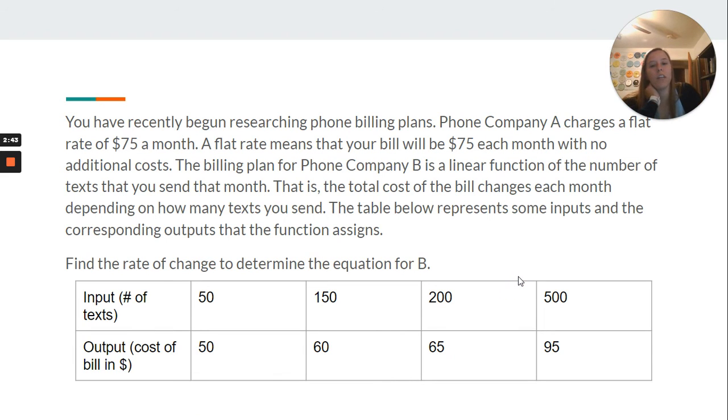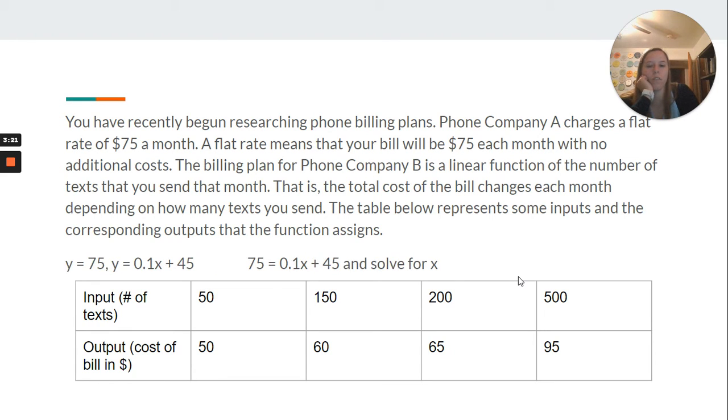So find the rate of change to determine the equation for B. So 60 minus 50 is the output, over 150 minus 50 is 0.1. So our equation, in y equals mx plus b form, x is 50, y is 50. 0.1 times 50, we find out what b is. B is 45. So in the first company, y equals 75. That's our equation. The second, y equals 0.1x plus 45.